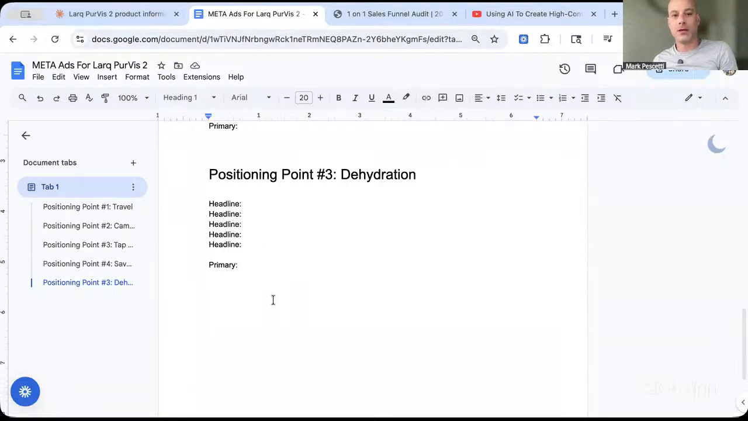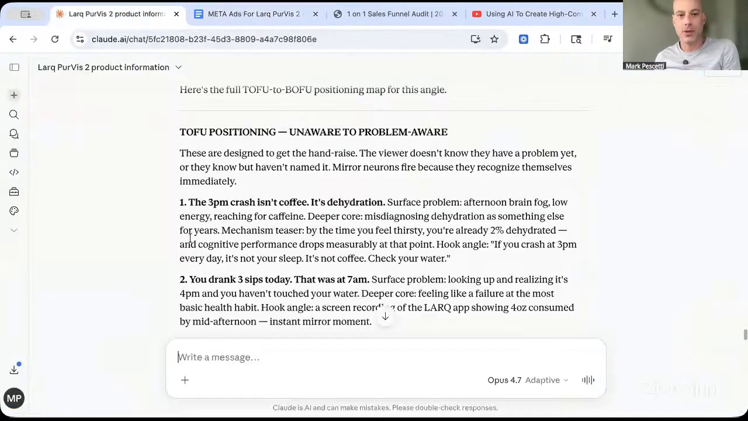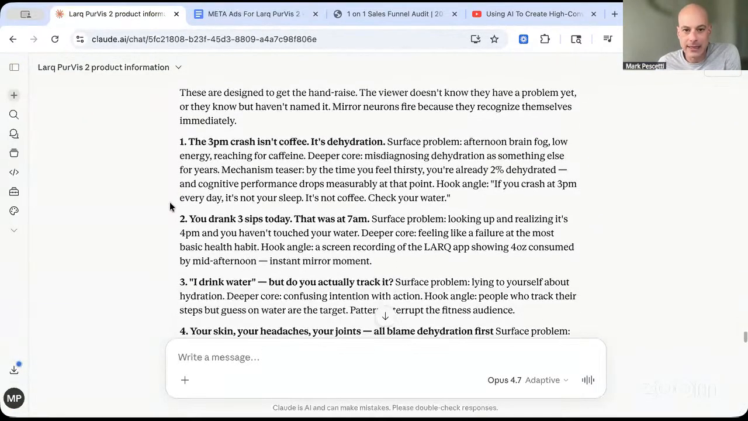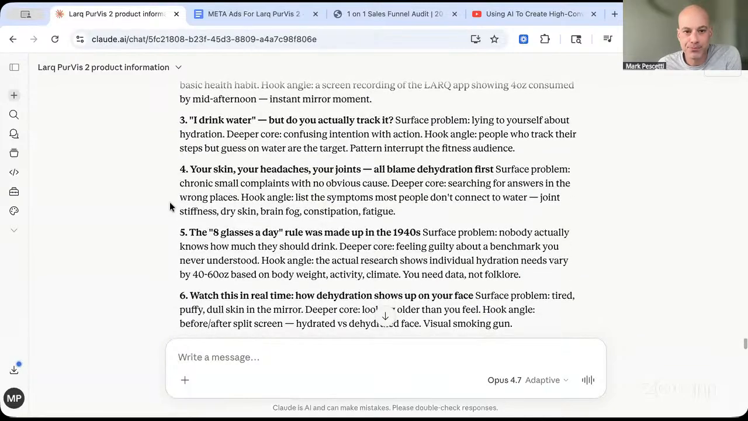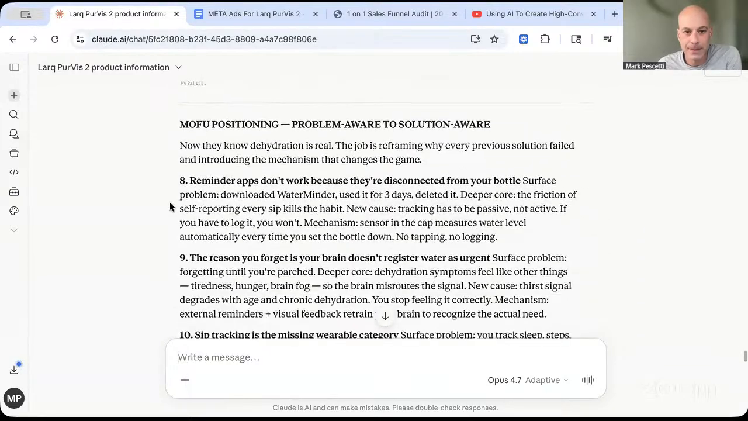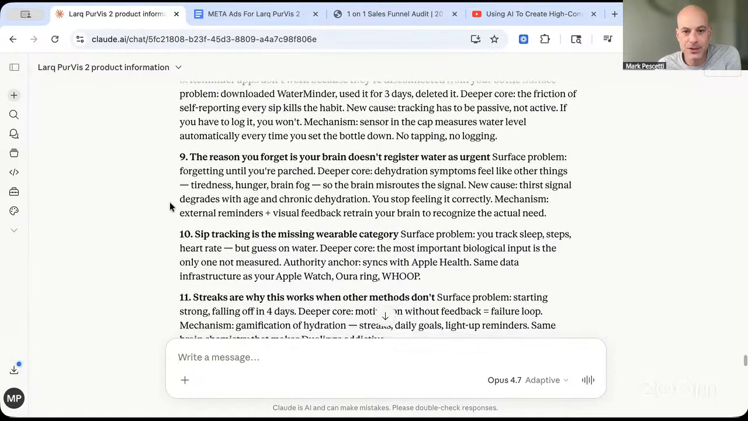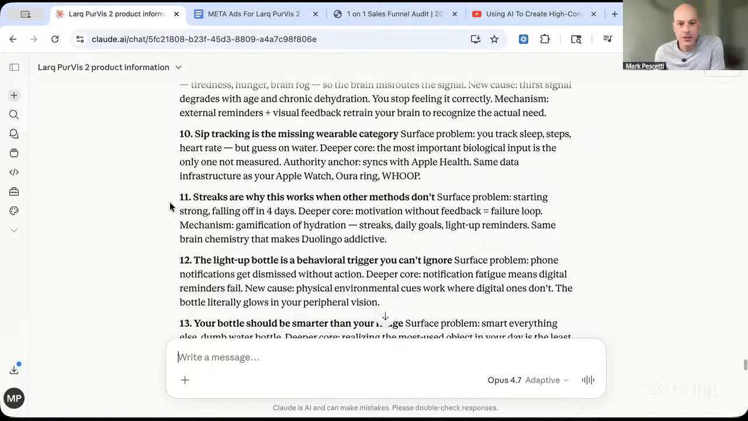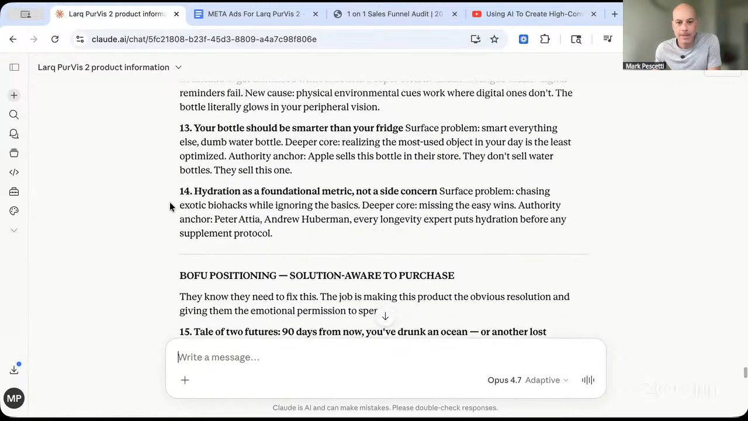Okay. So now we have 5 positioning points. Okay, let's keep going. We got all the same. The apps. Another thing would be aging, potentially. I haven't thought about this.